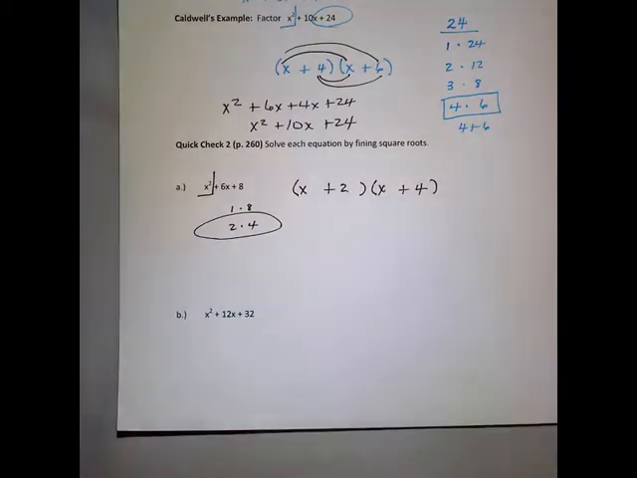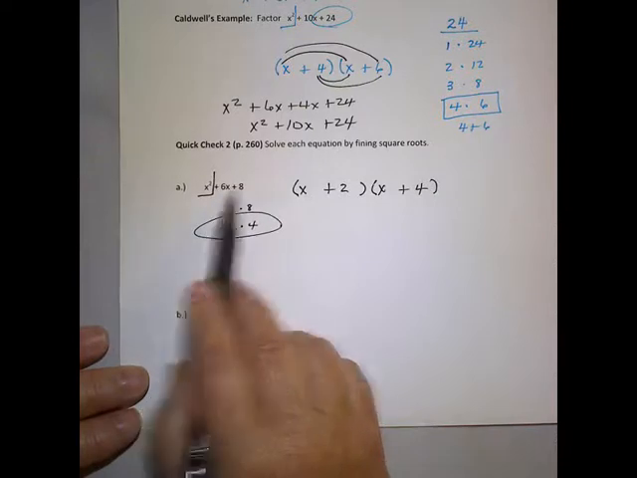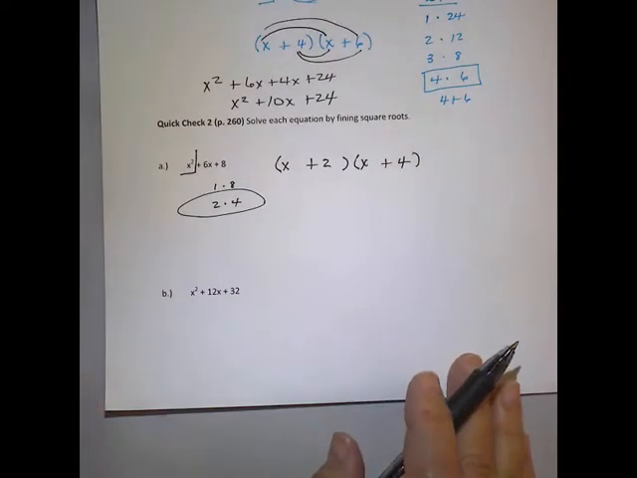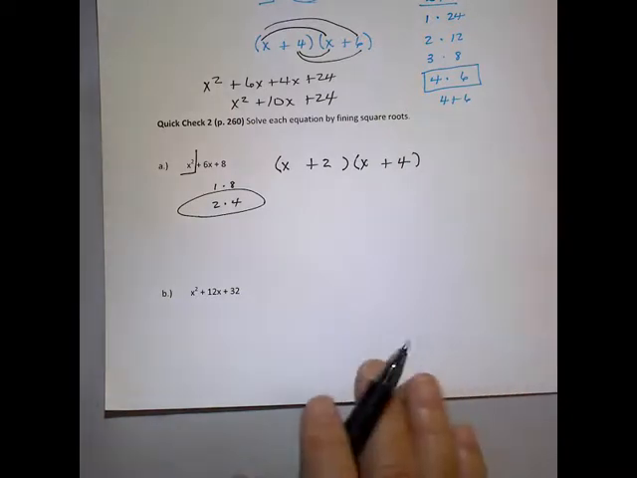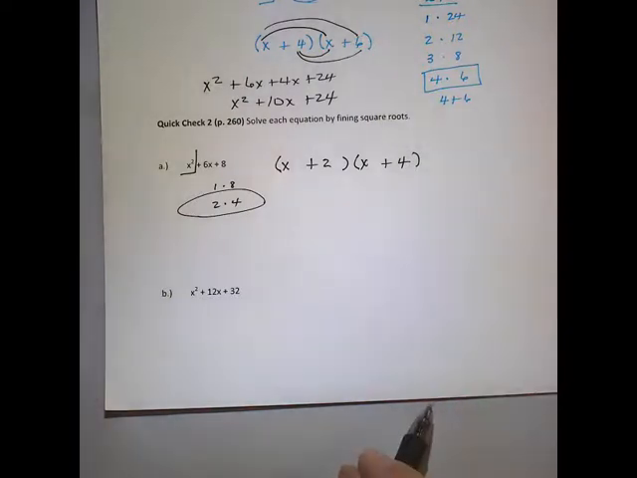You're done. Check it if you wish, but we should be able to see that 2x and 4x is 6x. 2 times 4 is 8. And I know you're thinking, yeah, but what if there are minus signs? What if there's a number in front of the x squared? We're going to figure all that out step by step. For now, we're going to do these.